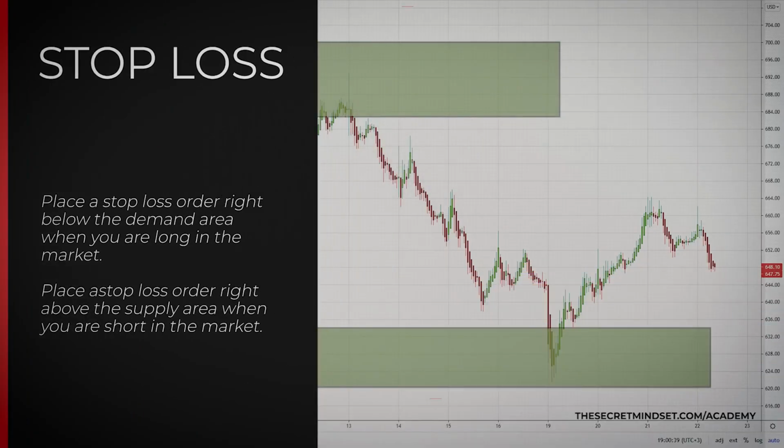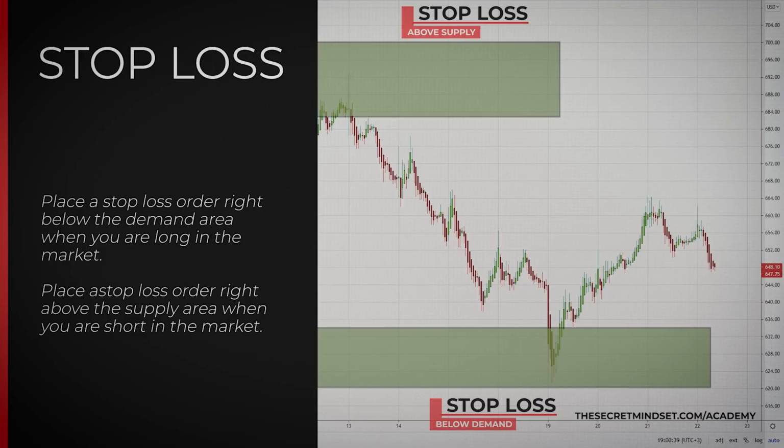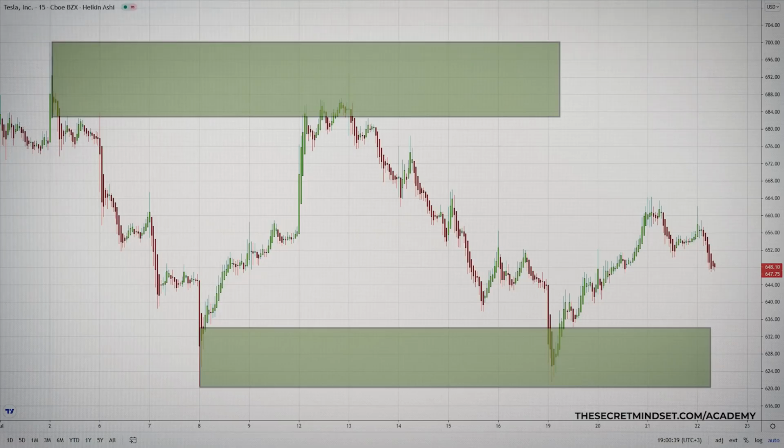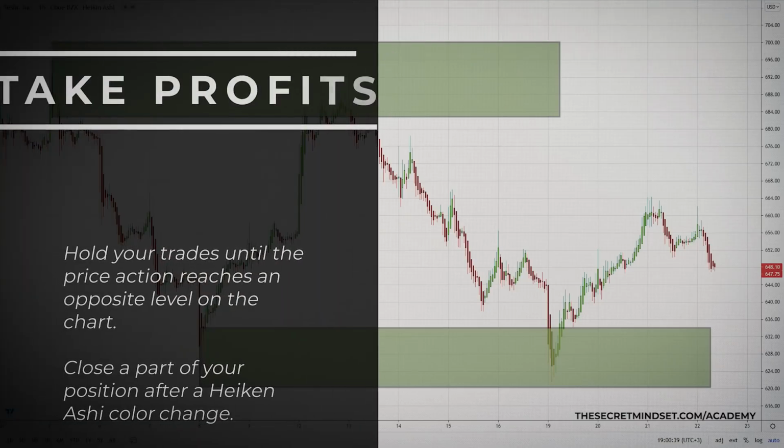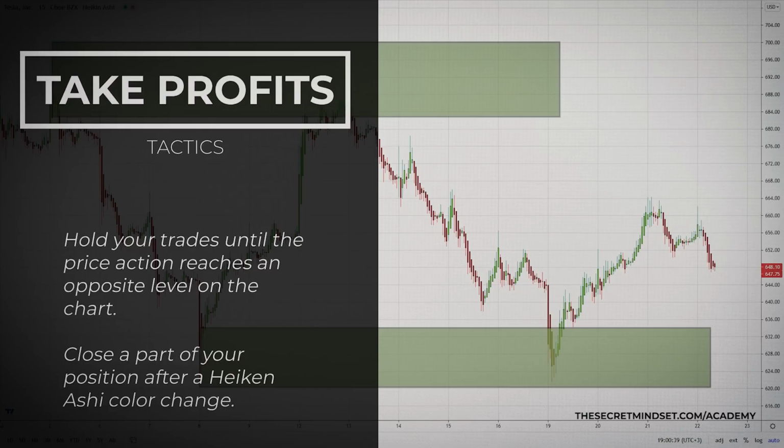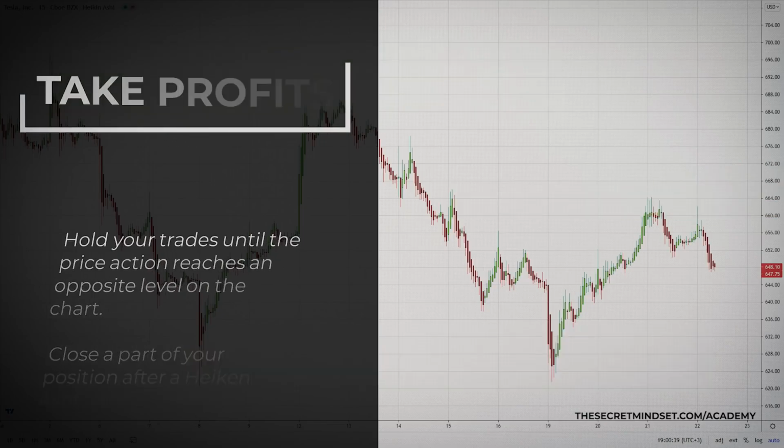You would put a stop loss order right below the demand area when you are long in the market. Conversely, you put a stop loss order right above the supply area. The most common approach is to hold your trades until the price action reaches an opposite level on the chart. So if you are trading long on a demand level, you should hold your trade until the price action reaches the next supply zone on the chart. Or you could close a part of your position after a Heiken Ashi color change.